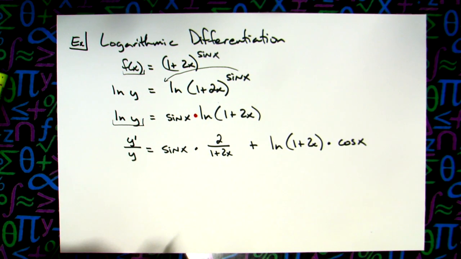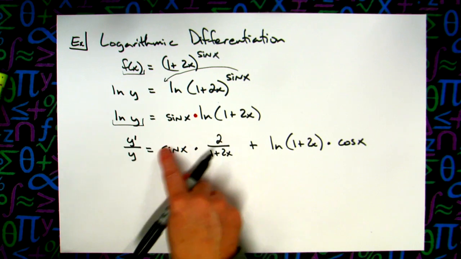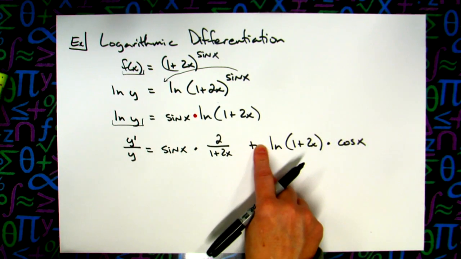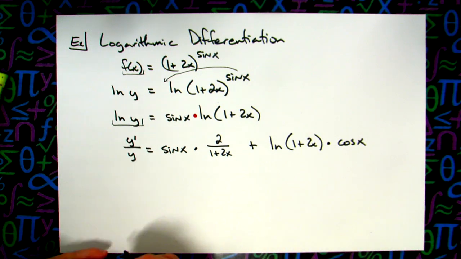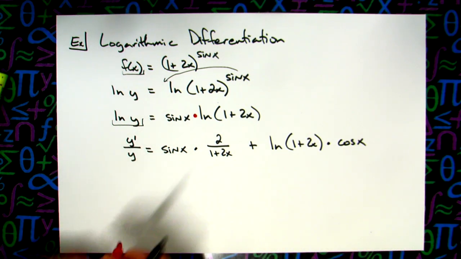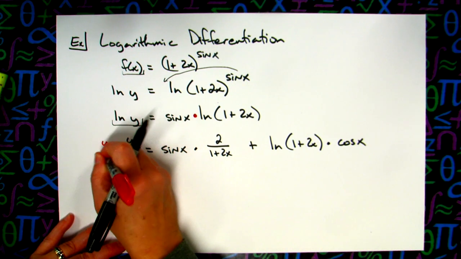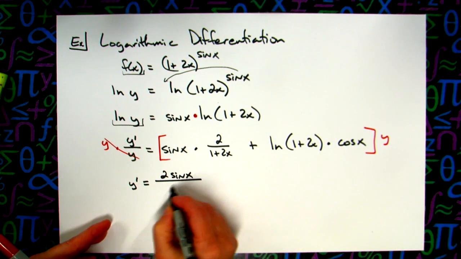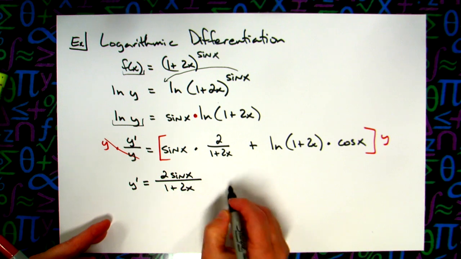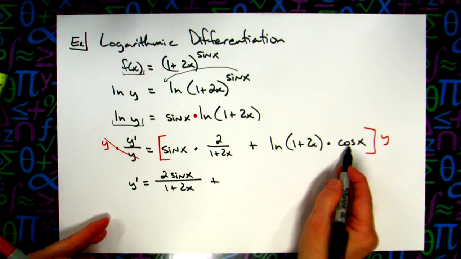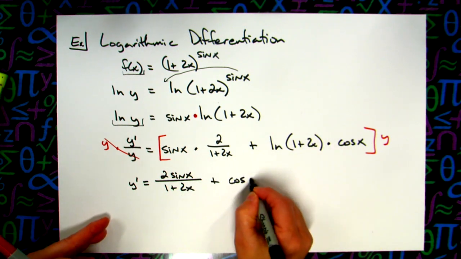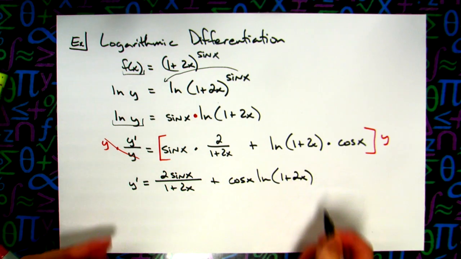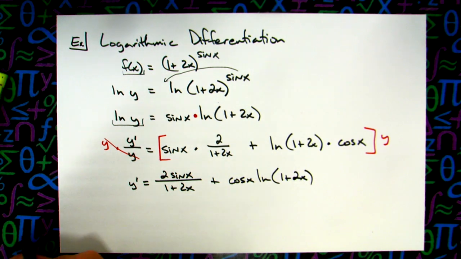I could clean it up a little bit. I could put this all on the top. I would probably choose to put this in the front before I solve for my y prime, or I might do it all in the same step. I can solve for y prime, so multiply that by y, sine x in the numerator, and then 1 plus 2x. Let's put the cosine x in front, and then natural log of 1 plus 2x. That just keeps you from thinking you're taking the log of all that.